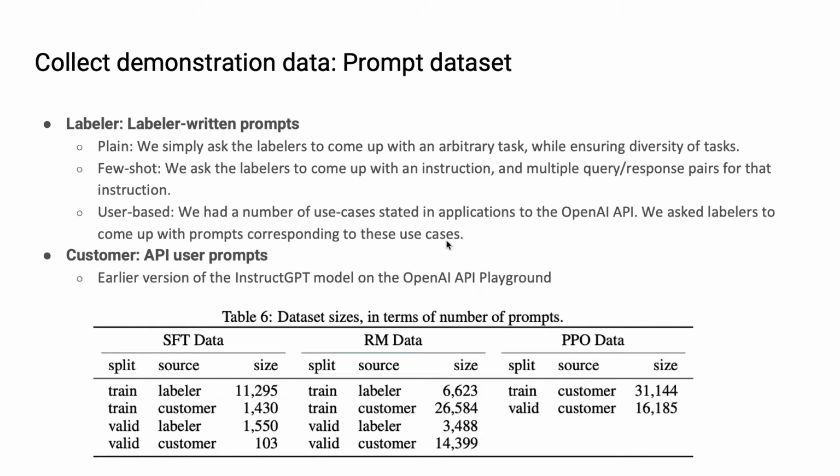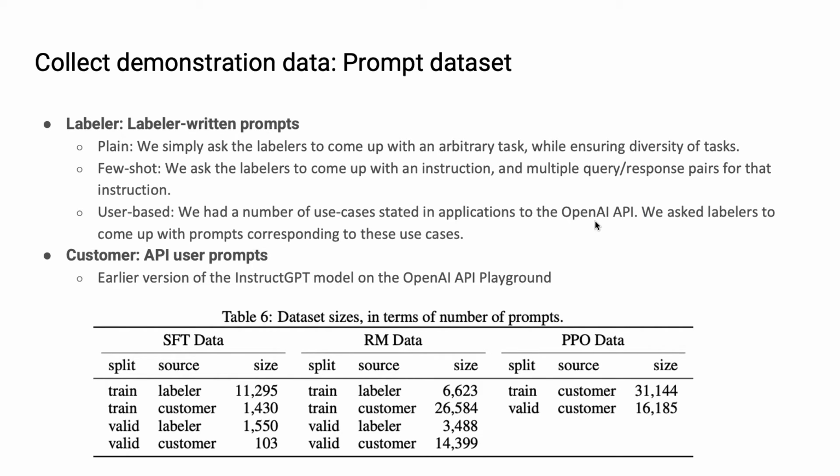So first, let's look at the prompt datasets. There are mainly two sources of their dataset. The first is from the labelers directly. All these prompts are written directly by the labelers. They ask labelers to write arbitrary tasks so that they cover a diversity of tasks in their prompts. And then they also ask labelers to come up with some examples, right? Some query response pairs for that instruction, to make it a few-shot prompt.